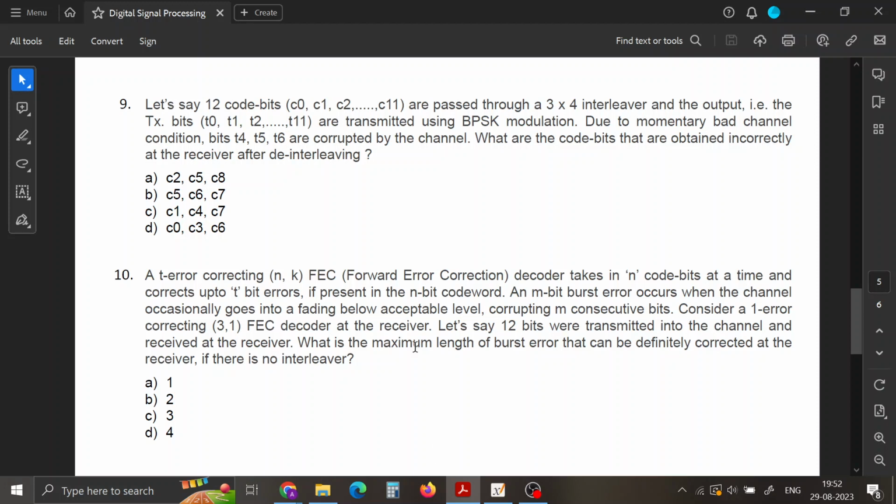Okay. So question 9, we did it, right? Yes, question 9 we did it. Now we are at question number 10. So read question number 10, everyone.